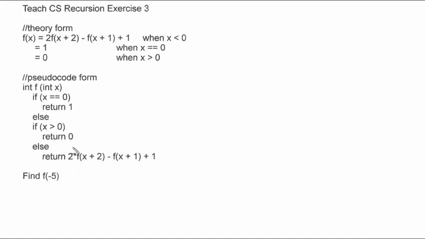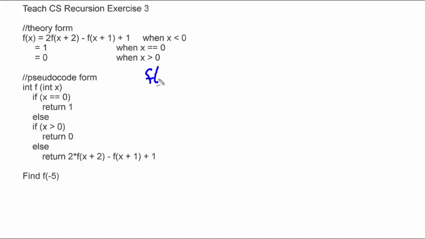in the pseudocode. X comes in. If it's equal to 0, we return 1. If it's greater than 0, we return 0. Otherwise, return twice the function of x plus 2 minus the function of x plus 1 plus 1. So let's see if we can find the function of negative 5.